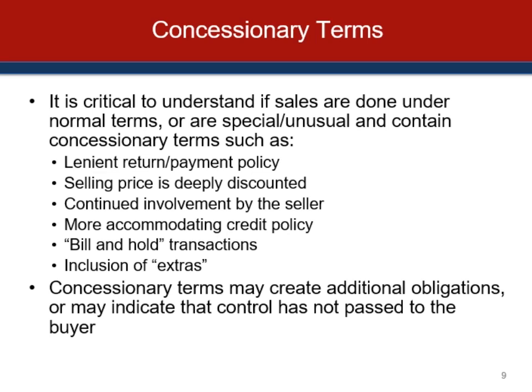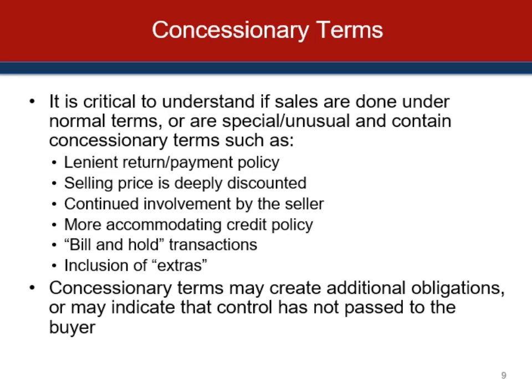Note that concessionary terms are terms negotiated by a party to the contract that are more favorable than normal. So concessionary or abnormal terms would be terms which may create additional obligations or may reflect the fact that the risks and rewards of control has not yet passed to the customer. And so these situations must be carefully analyzed as they create additional recognition and measurement uncertainty. And they may indicate that no sale has in fact taken place. So you need to determine them. Some examples are shown in the slide.